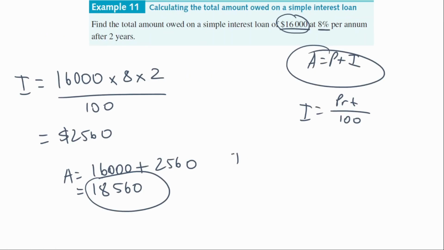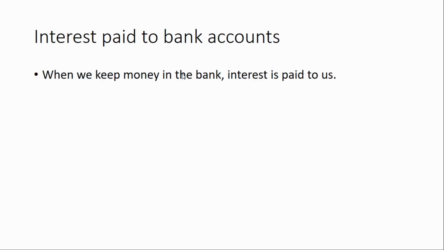Let's write that down. Total amount owed at end of loan is $18,560. Alright, so you can see when we're borrowing money, we're actually losing a little bit of money because we paid an extra $2,560. But interest can also be good for us because when we keep money in the bank, interest is paid from the bank to us.